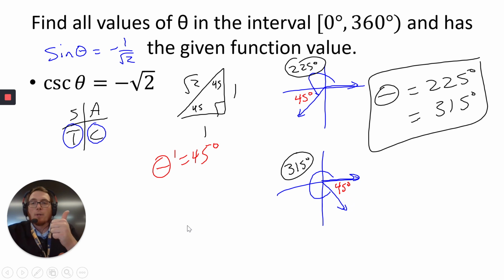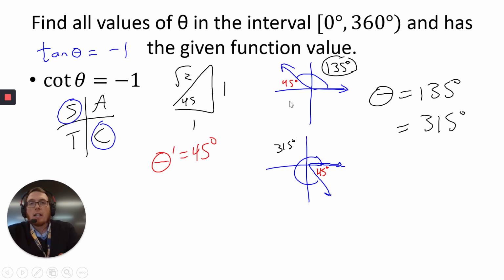Again, the goal is to figure out where it's positive, negative, figure out the reference angle, and then put that reference angle in the two quadrants that work, and then find your angles. It's a pretty straightforward process once you get the hang of it. So just make sure you're working on getting the hang of where things are positive, where things are negative, what the reference angle is, etc.